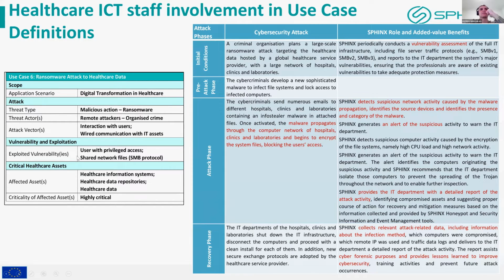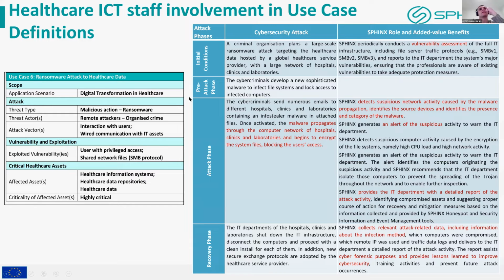target? This means that by having this attack, what was the specific infrastructure that was out of service? In this example, we had some problems with the SMB protocol apart from the encryption of the data itself. And what was the effect of this attack? We defined the affected assets, and we also defined the criticality of the affected assets.